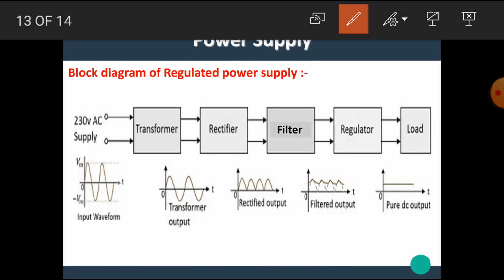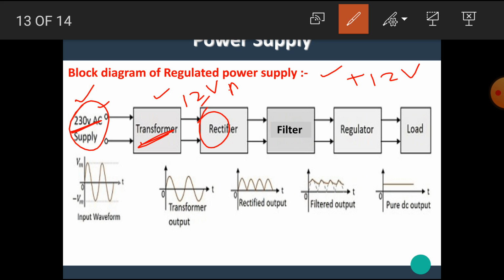Let's see once again. Here is the block diagram of the regulated power supply. The first block of this power supply is the transformer. We know that a transformer is a device which provides isolation between input and output. It converts one form of voltage into another form. At the input it has the value 230 volt. Here we use a step down transformer. Depending upon the application, if we want to build a power supply for 12 volt, then the output of the transformer is 12 volt AC.